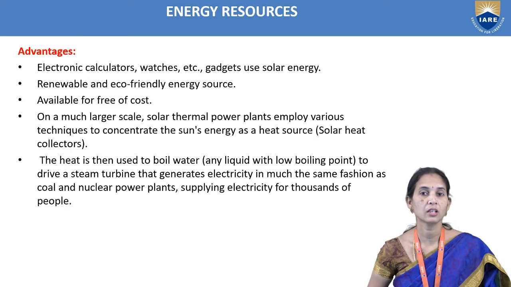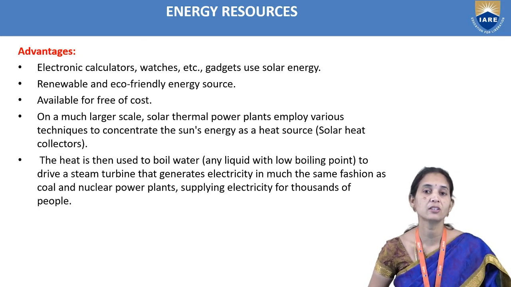The other advantages are electronic calculators and watches, and here we can take good advantage because solar energy is available for free of cost. And the solar thermal power plants employ various techniques to concentrate the sun's energy as a heat source. The heat is then used to boil water to drive a steam turbine that generates electricity. So when the turbines are moving, generation of electricity takes place. In this way, we are using solar energy to produce electricity.